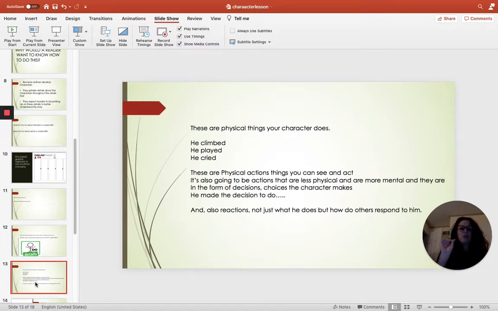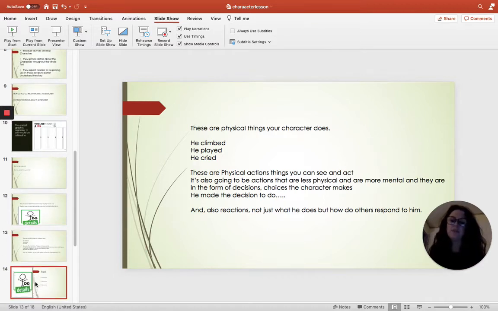It is also going to be actions that are less physical and more mental, right? So, like in the form of decisions. A character is going to make decisions, right? The choices the character makes is also an action, it's also a do detail. And then the final do detail that we're looking for are reactions. How do other characters react to your character? How do they respond to him?